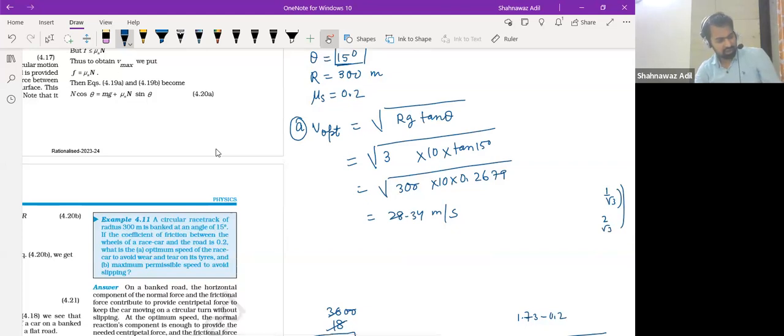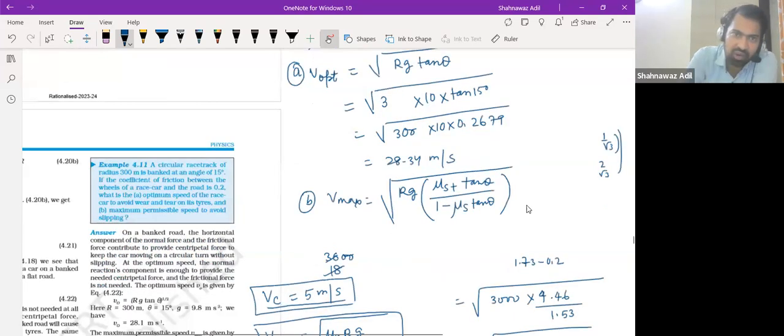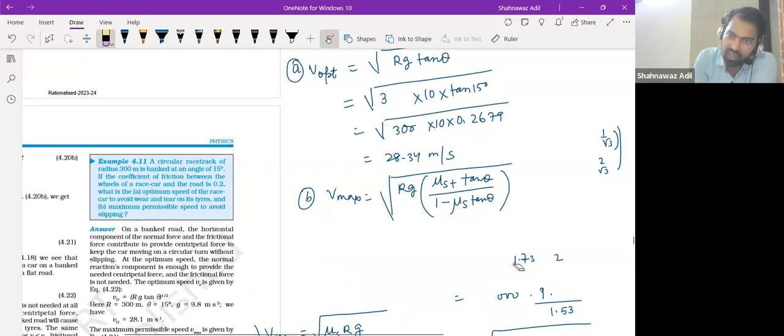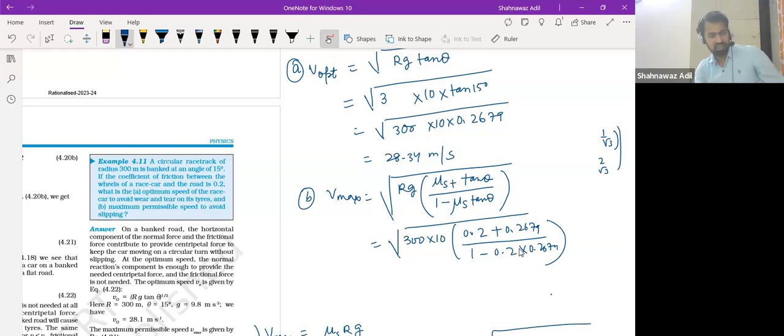And we can also calculate the maximum permissible speed. V max would be root of Rg times mu s plus tan theta divided by 1 minus mu s tan theta. So this tan theta we have already calculated. This is 300, this is 10, mu s is 0.2, plus 0.2679, divided by 1 minus 0.2 times 0.2679.